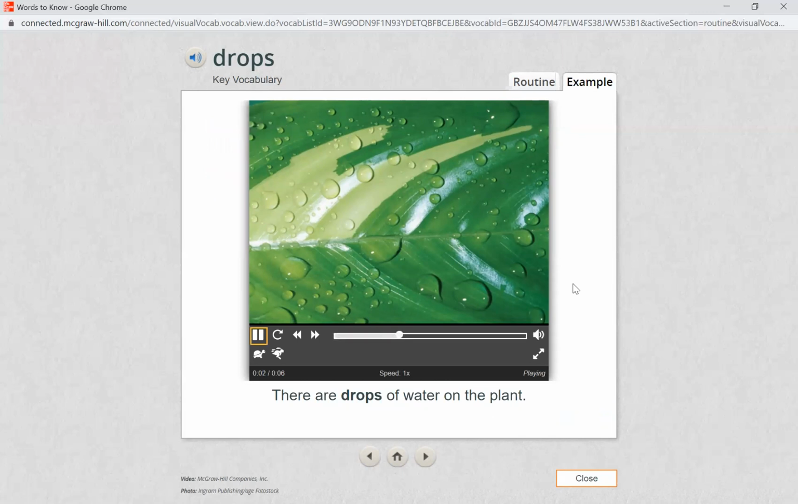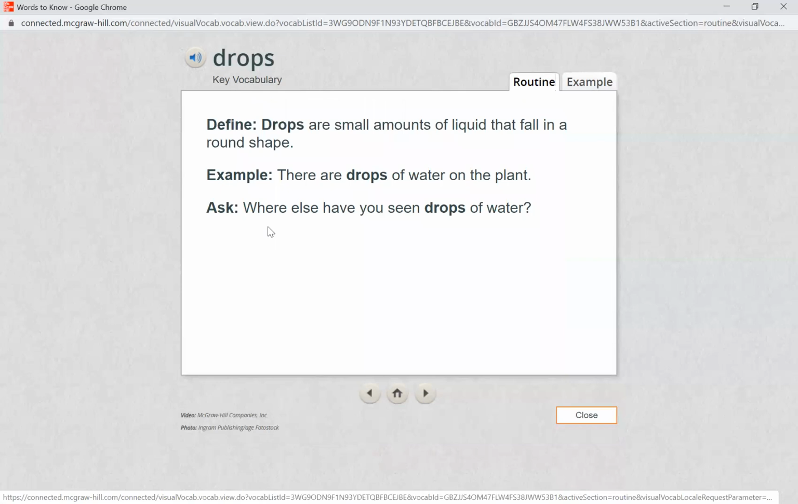Drops. Drops are small amounts of liquid that fall in a round shape. So if you look on this plant here, you see these round shapes here. They're not something that someone painted on or maybe someone drew on the plant. They're actually drops of water. The water came down and landed on the plant in a round shape. So let's look back at the question to get us to think. Where else have you seen drops of water?